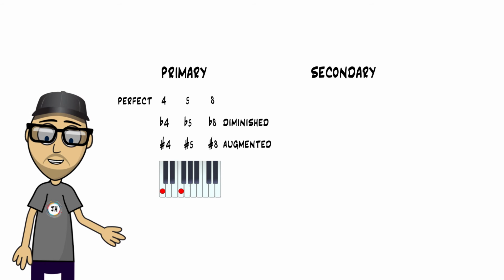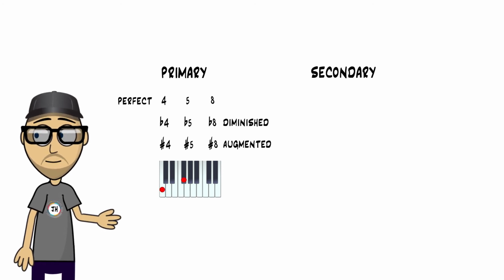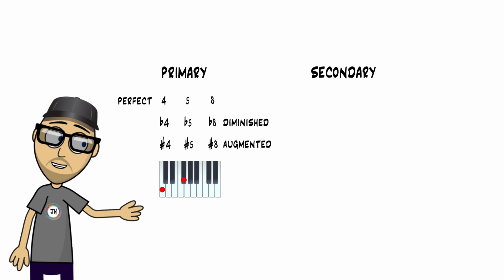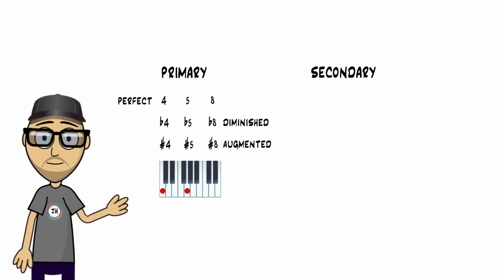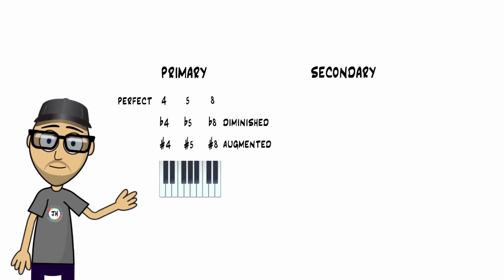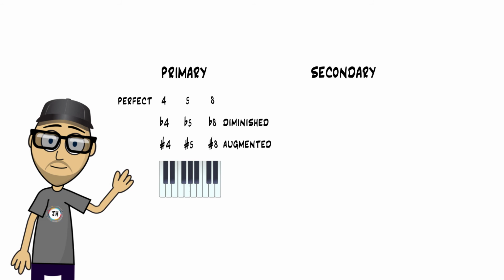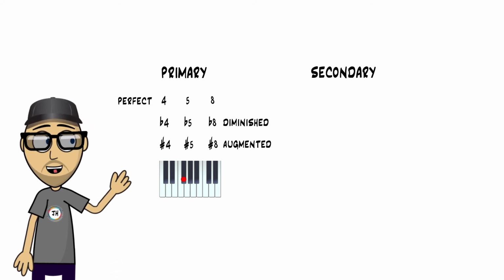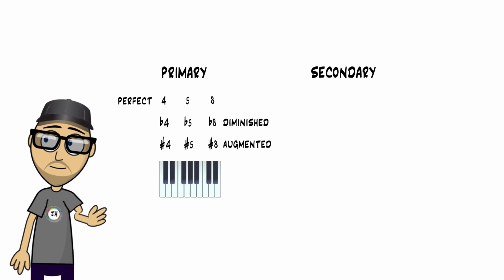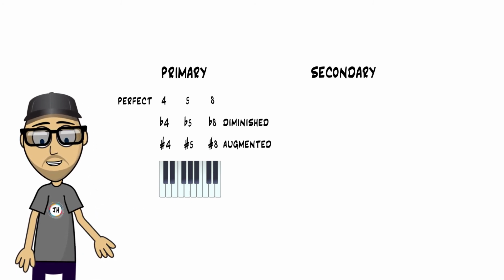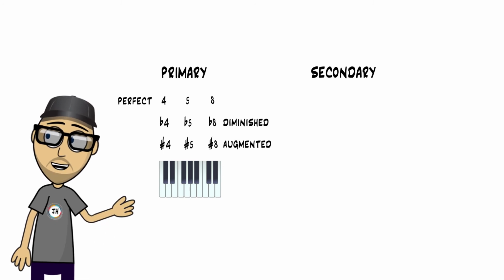So C to F is a perfect 4th. C to F sharp is an augmented 4th. C to G is a perfect 5th. But C to G flat is a diminished 5th. You'll notice that F sharp and G flat are actually the same note. Whether it's an augmented 4th or a diminished 5th will depend on the musical context, such as which key you're in.